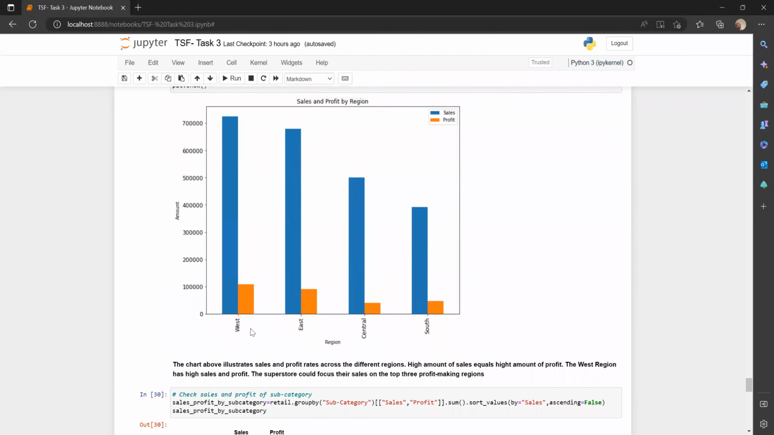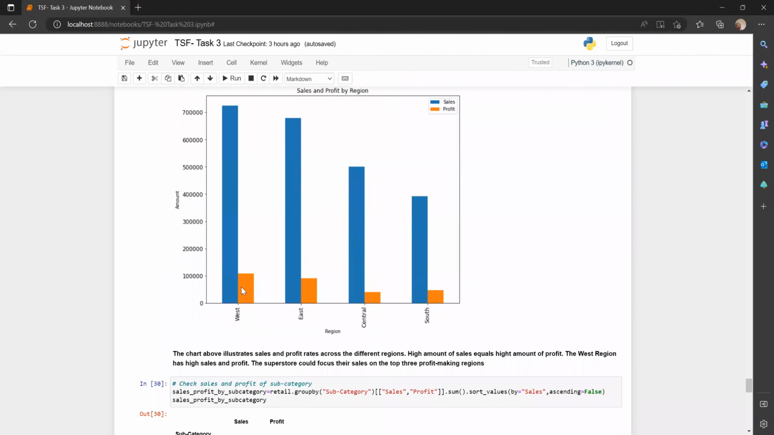So the next thing I did was to check for sales and profit in different regions, and the West has the highest number of sales and profits, and then the South has the lowest number of sales and profits. So the Superstore could focus their sales on the top 3 profit-making regions.